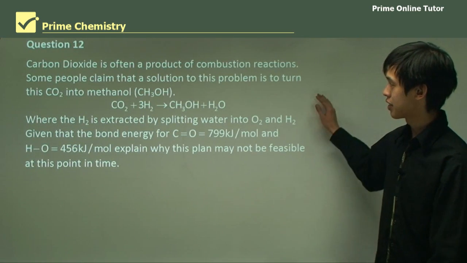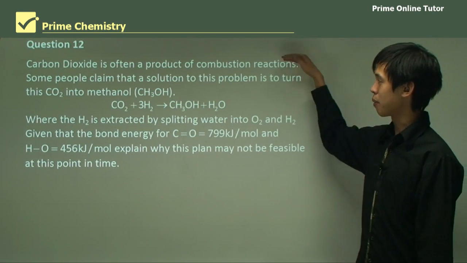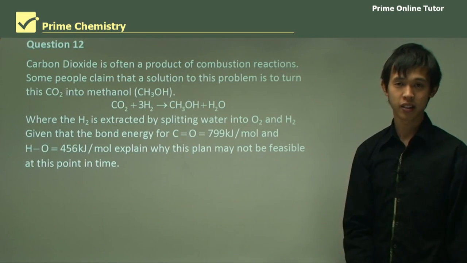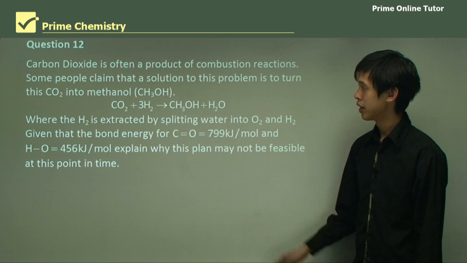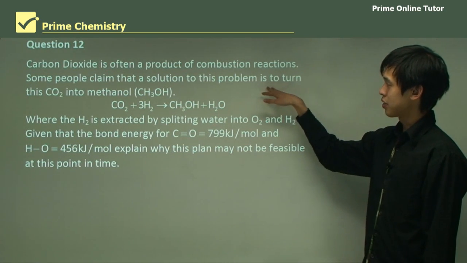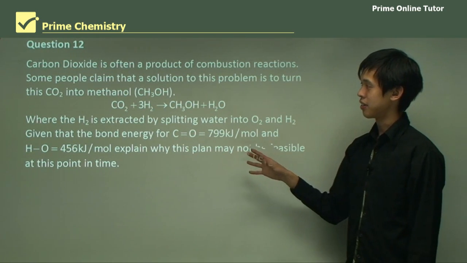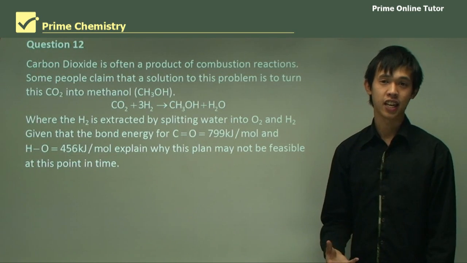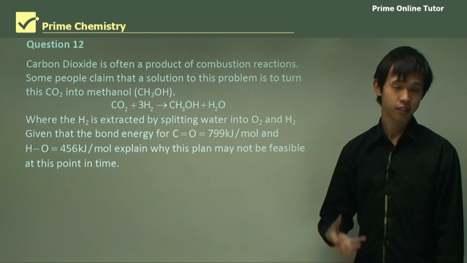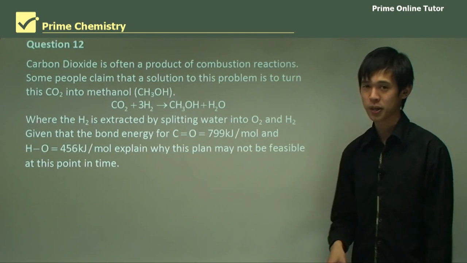So here we have carbon dioxide, CO2, is often a product of combustion reactions. So when we burn things, we get carbon dioxide out, and that's what we're afraid of in terms of global warming. Some people claim that a solution to this problem is to turn that CO2 into methanol. Okay? Methanol is a fuel. It's used in race cars, so Formula 1, those kind of things, all methanol, so not petrol.